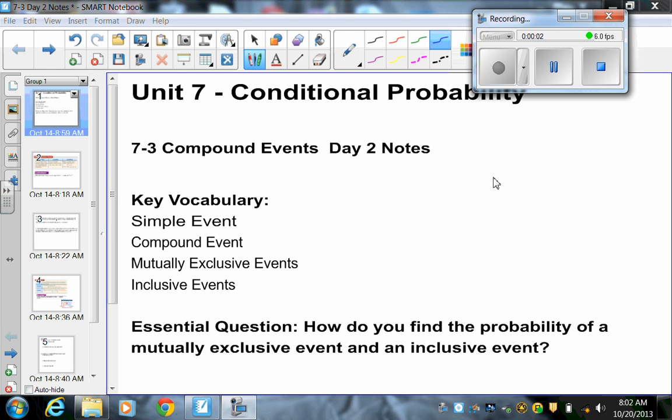This is the video for accelerated geometry on day 2 of section 7.3 on compound events. If you recall from yesterday's video, we did the Venn diagram for compound events. What I want you to do before we even get started is to pull out your notes from yesterday on the Venn diagrams so that you can look at those examples, because those Venn diagrams will come in handy as we're actually working the same examples but calculating probabilities today.